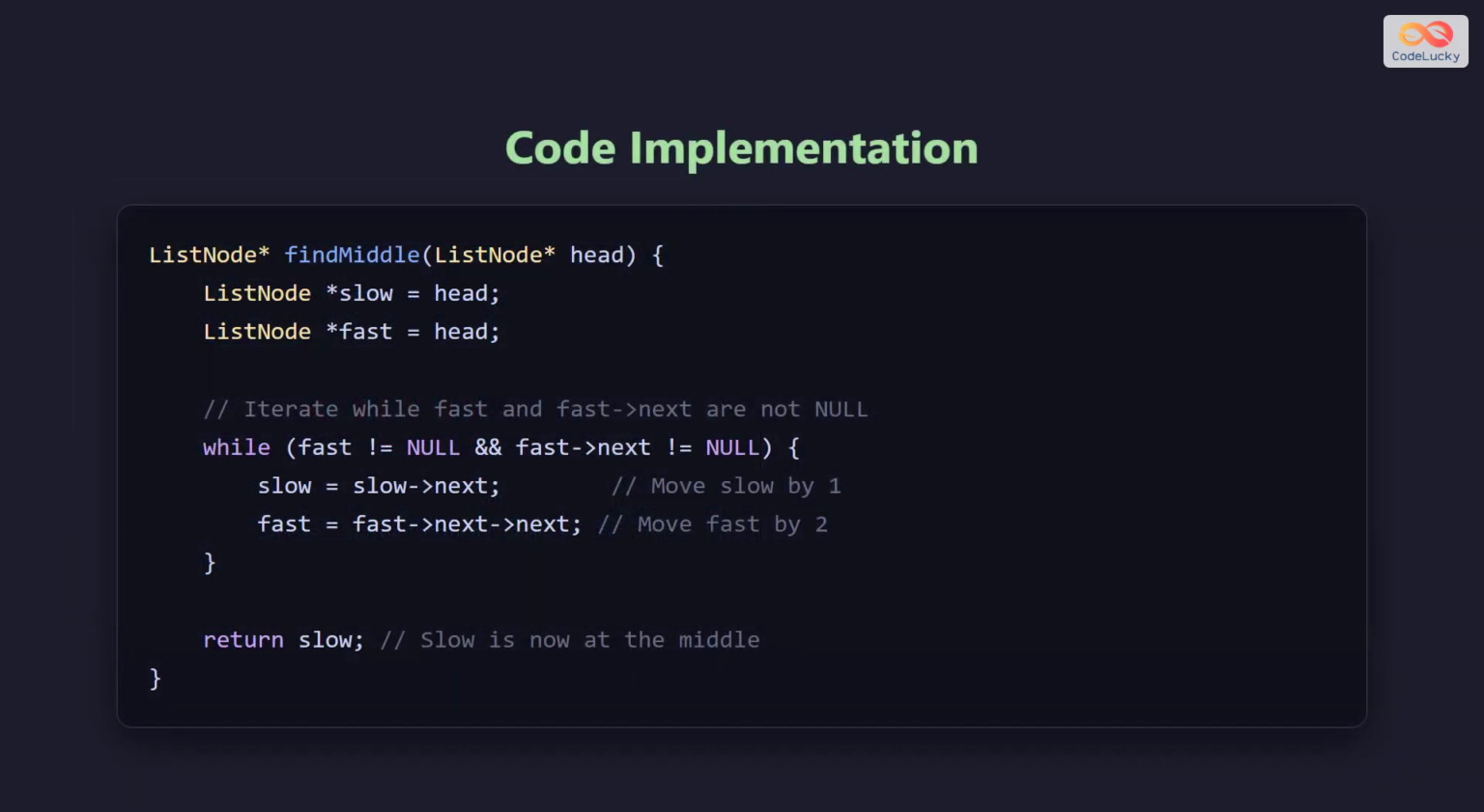Here is the code structure. We initialize slow and fast at the head. We loop as long as fast and fast.next are not null. Inside the loop, slow moves once, fast moves twice. When the loop breaks, we simply return the slow pointer. It's concise and elegant.